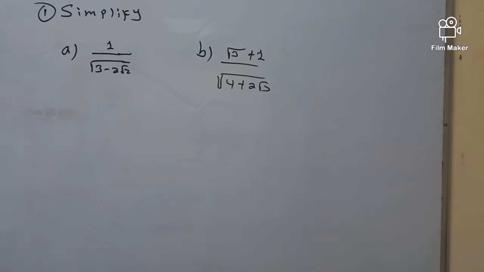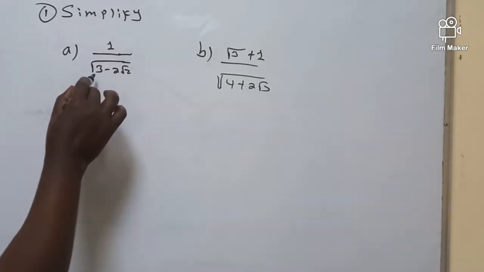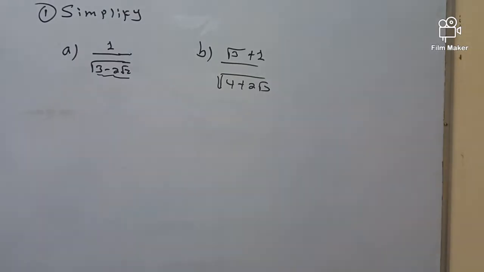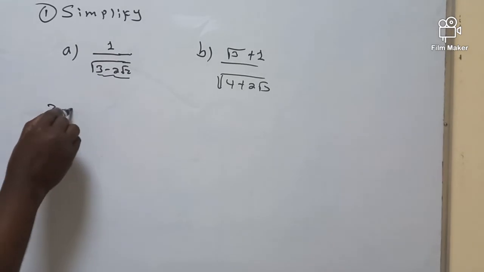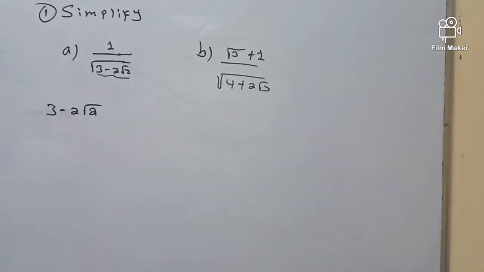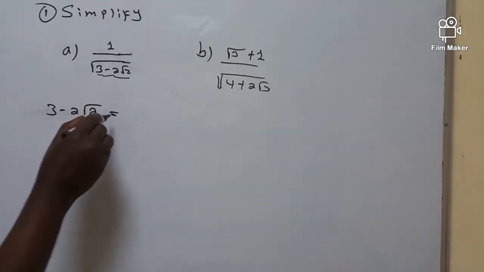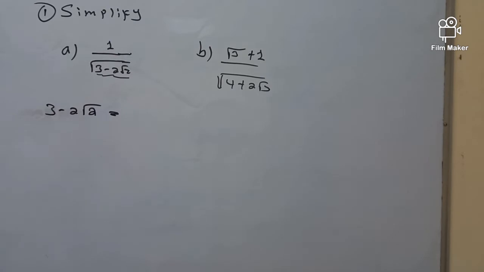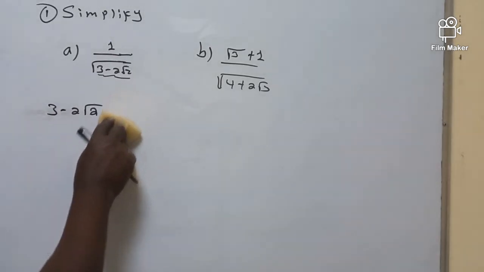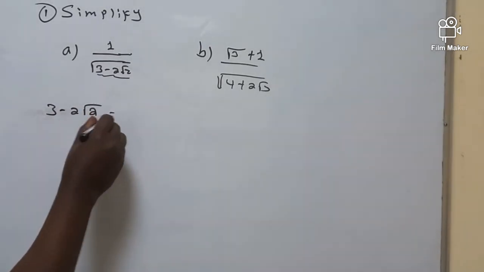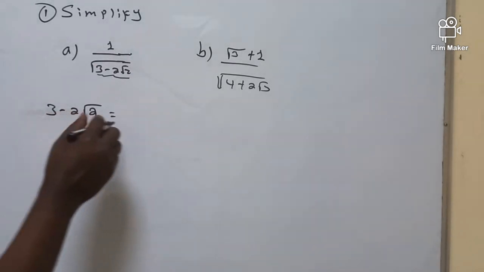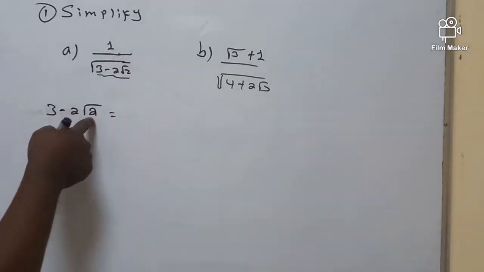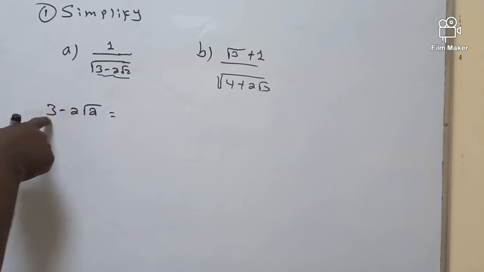First of all, in order to simplify this problem, let's look at what is written in the radical form. Let us take 3 minus 2 radical of 2. In this problem, you always have to find two numbers whose sum is exactly 3 and whose product is 2. So the numbers are 1 and 2: 1 times 2 is 2, and 1 plus 2 is 3.